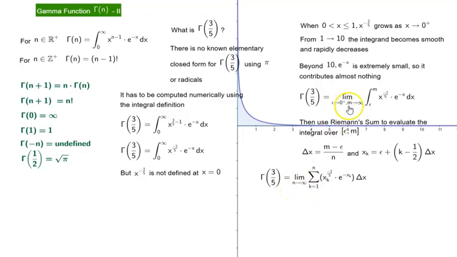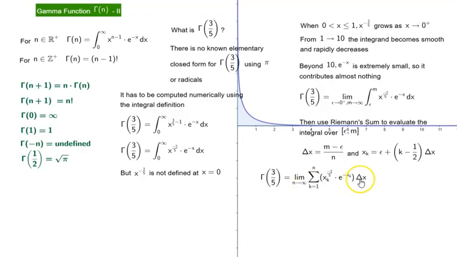So gamma of 3/5 is equal to the limit as n goes to infinity. What happened to the epsilon and m limits? We basically fix them. We decide specific values of epsilon and m. Once we have fixed them, we just take n, the number of partitions, to infinity, of the summation of k equal to 1 to n of x sub k to the power of minus 2/5 times e to the power of minus x sub k times delta x.